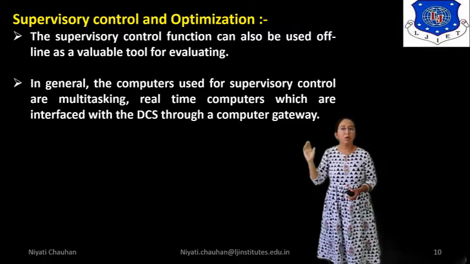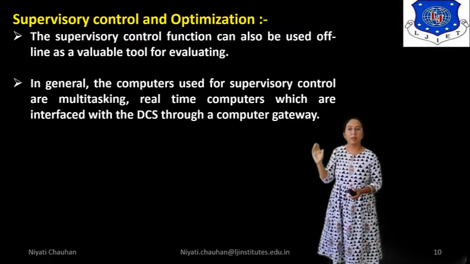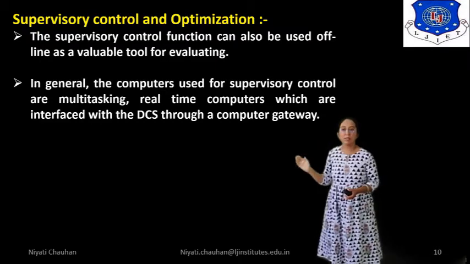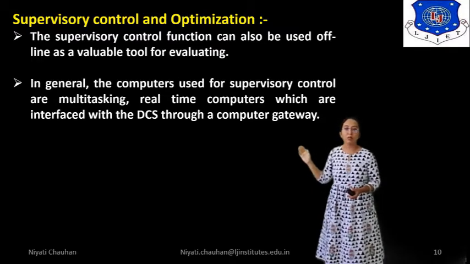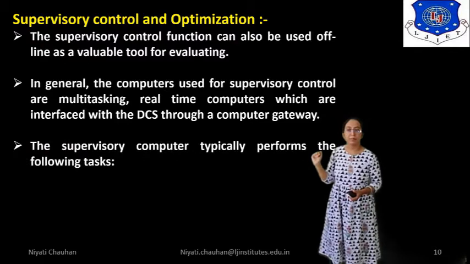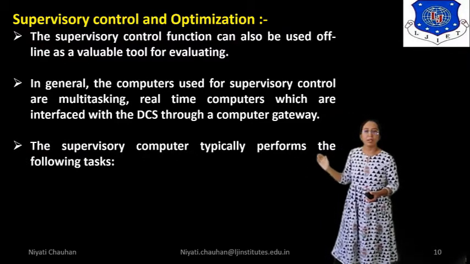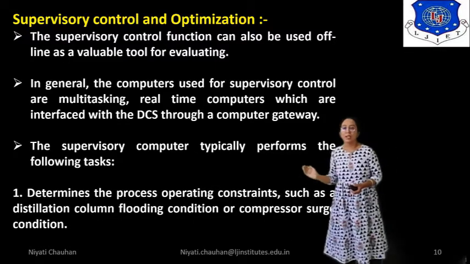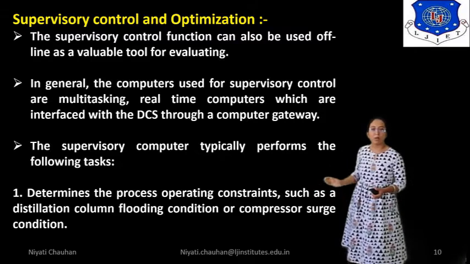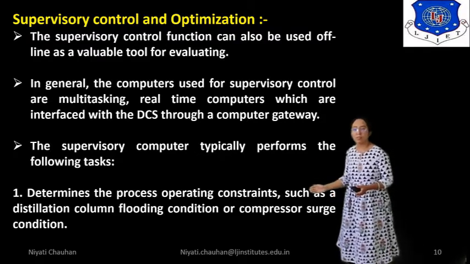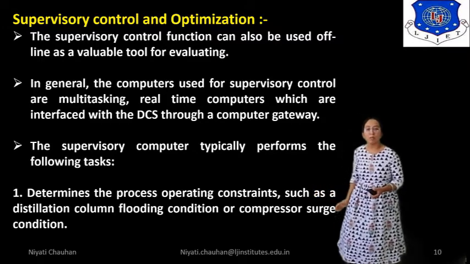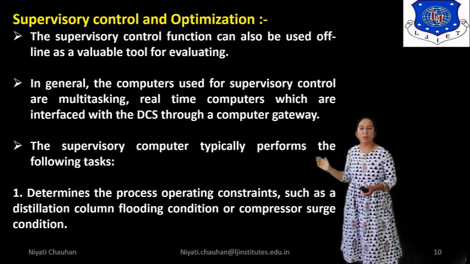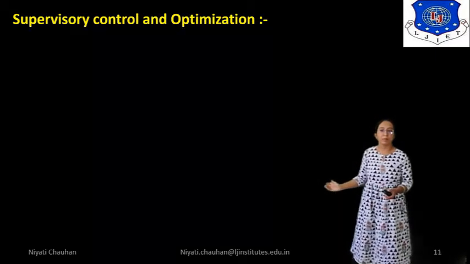In general, the computers used for supervisory control are multitasking real-time computers which are interfaced with the DCS through a computer gateway. The supervisory computer typically performs the following tasks. First, determine the process operating constraints such as distillation column flooding condition or compressor surge conditions. So here we are discussing different tasks of supervisory computers.